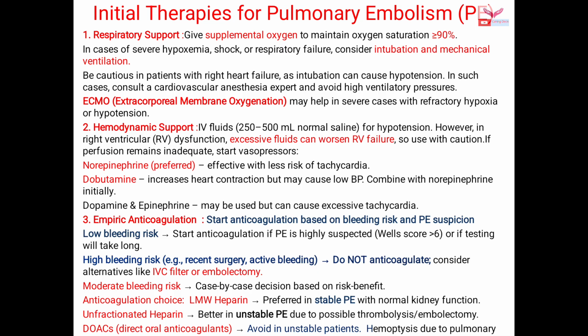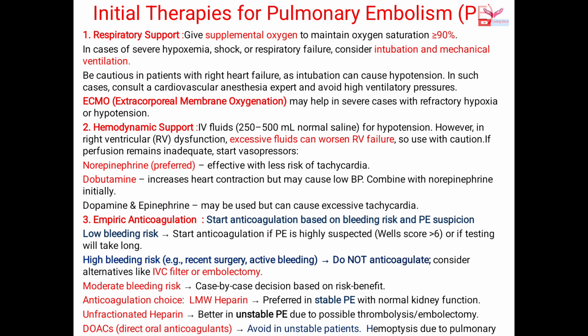So initial therapies for pulmonary embolism are respiratory support: give supplementary oxygen to maintain oxygen saturation above 90%. In cases of severe hypoxemia, shock, or respiratory failure, consider intubation and mechanical ventilation. Be cautious in patients with right heart failure as intubation can cause hypotension, and in such cases we should always consult a cardiovascular anesthesia expert and avoid high ventilatory pressures.